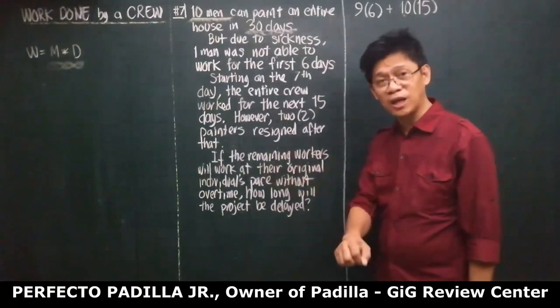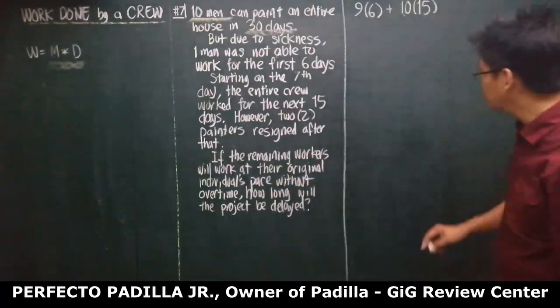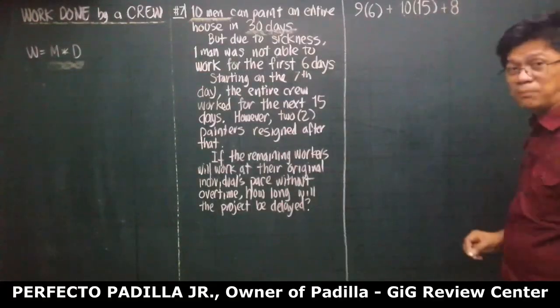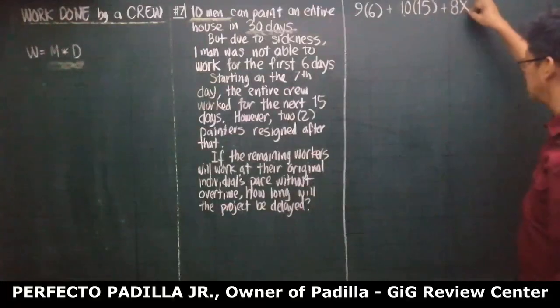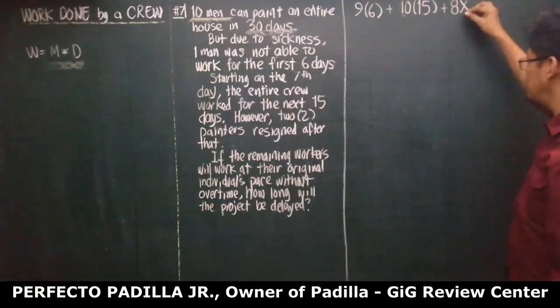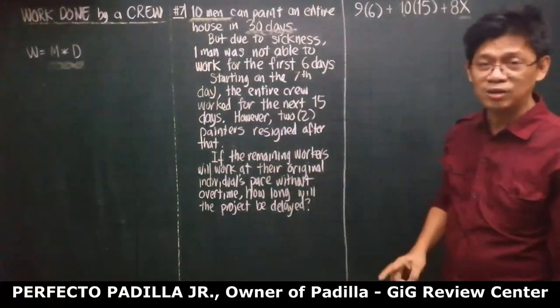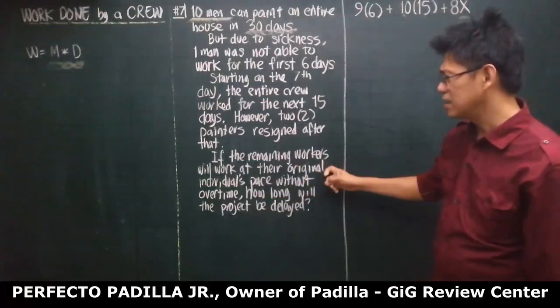Kung nag-resign yung dalawa, ilan na lang natira? 8, di ba? So, yung magagawa ng 8 is the number of 8 people, that's 8, times the number of days they will work. Sabi natin X. So, yung X is the number of days, remaining days, that the 8 workers will have to work to finish the work.